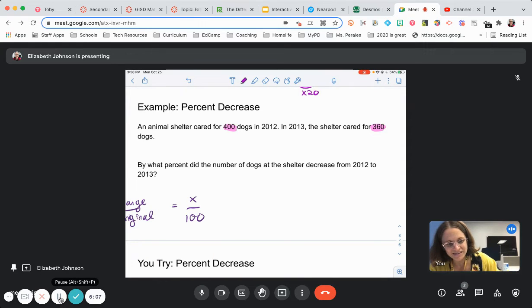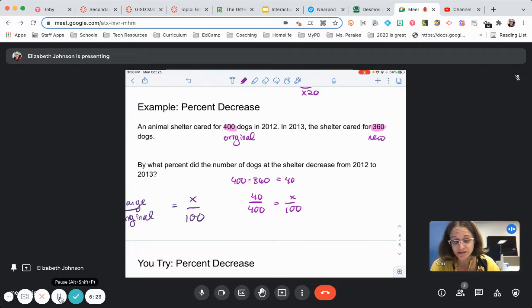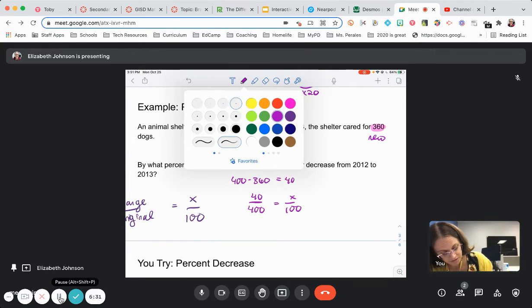Okay, you've hit play again, so you must be ready to see how it's set up. And there's our proportion all set up and ready to go. So our change was 40. It decreased by 40 dogs, 40 less dogs. And the number we have in our denominator is 400 this time. It's the larger number this time because we started with a larger number. We have a decrease. Okay, so 40 over 400 equals X over 100.